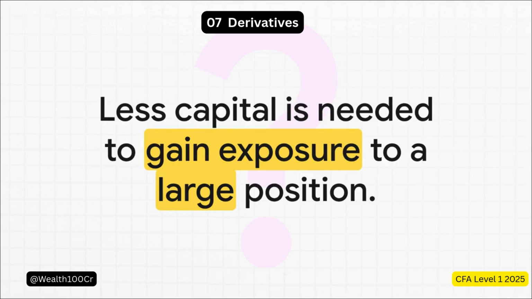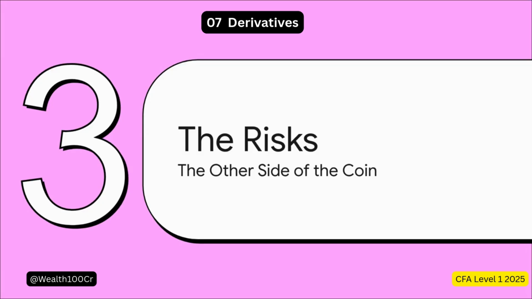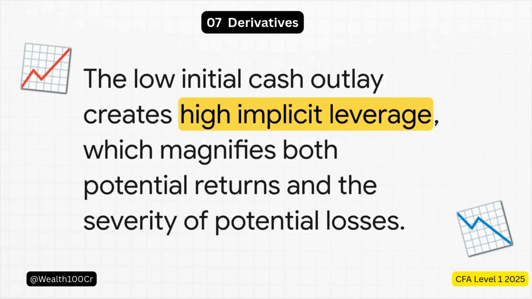But remember, anything that is very powerful can also be very dangerous. Which brings us to Section 3, the risks. Now we have to look at the other side of the coin. The biggest benefit we just talked about is directly connected to the biggest danger. This power of using little money to control a big thing is called leverage.